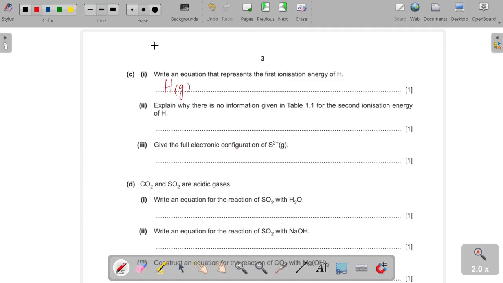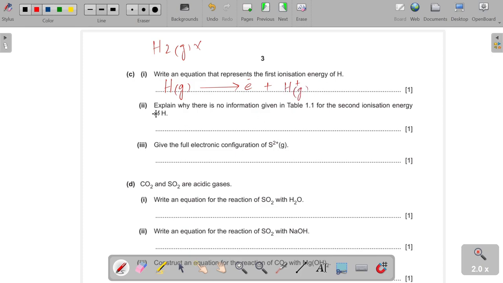I'm not writing a molecule. No need to write molecule. When a hydrogen atom, an independent atom in gaseous state, loses an electron, it will become a hydrogen positive ion. So this is the process of how to write it there. The other thing is you will get this in gaseous state.